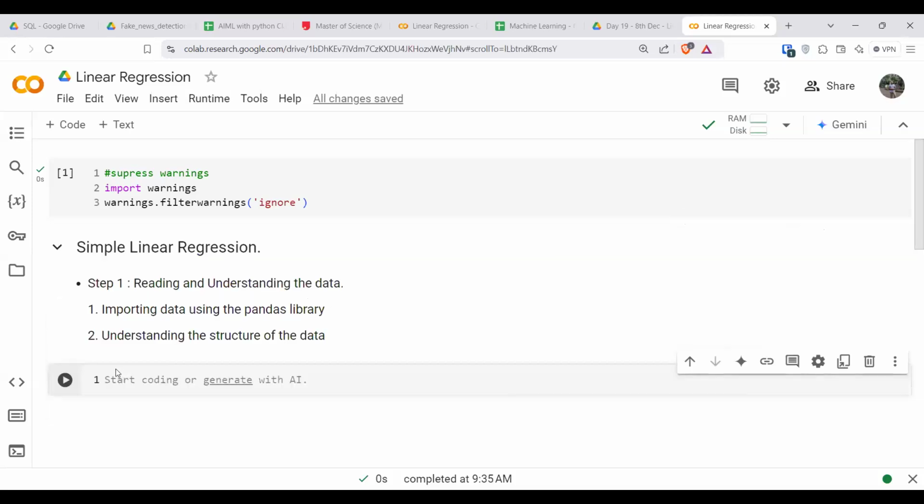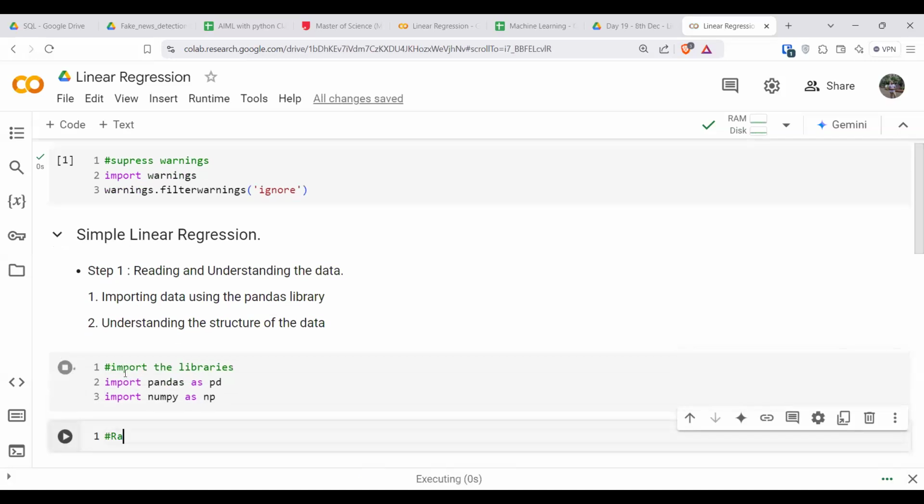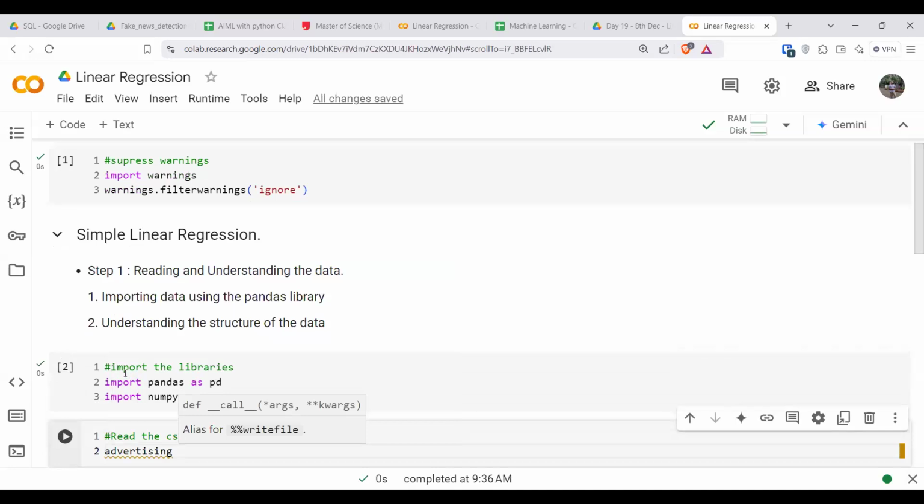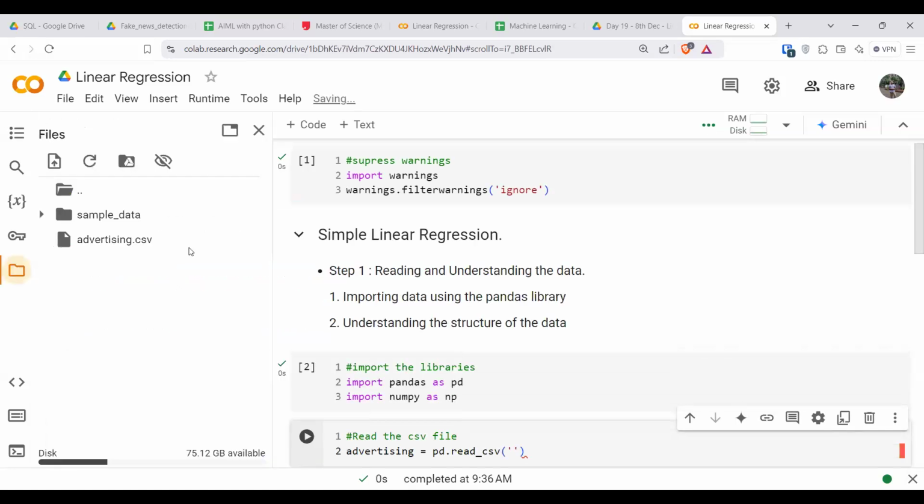Now, what we'll do is we will import the libraries: import pandas as pd, import numpy as np, and we are going to read the CSV file. So let's call it advertising is equal to pd.read_csv, and you have to copy the path and you can paste it over here, right?